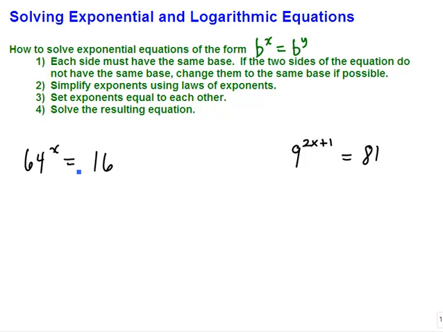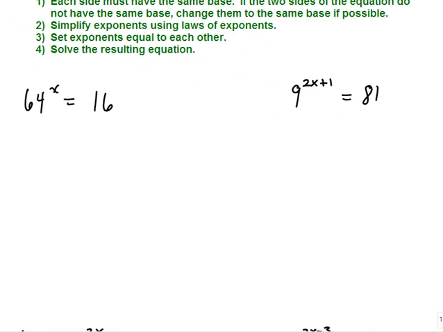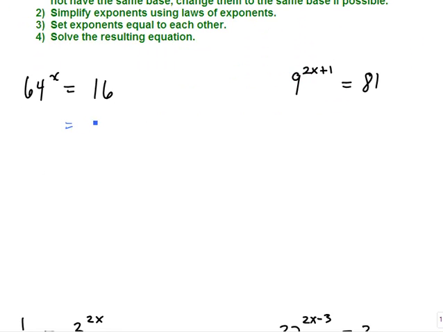Right now they don't match, but it might be possible to rewrite them using a different base because these are both powers of 4. 16, as you know, is 4 squared. And 64 is 4 cubed. So I'm going to change both of these bases to their new bases, base 4. And when I do that on the left side, I want to use parentheses because this then becomes 4 to the third raised to the x.